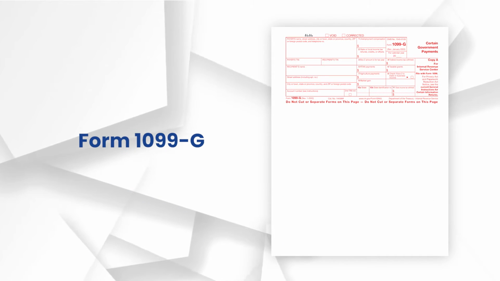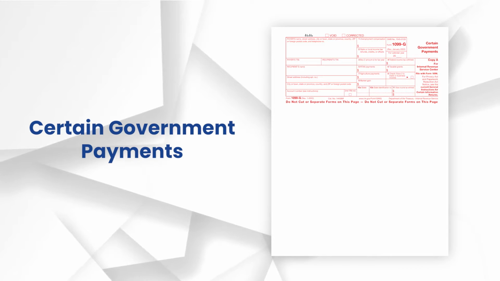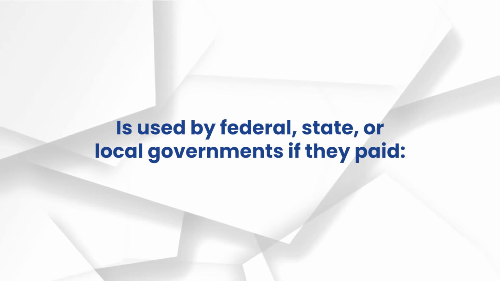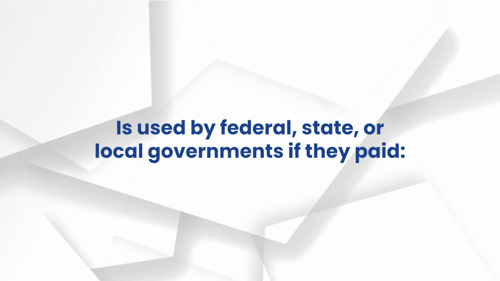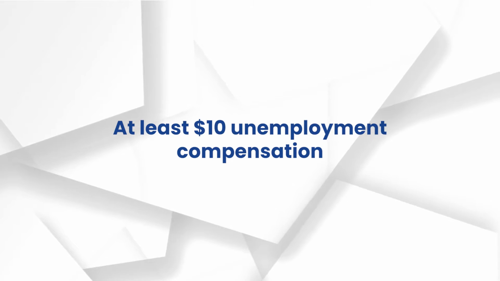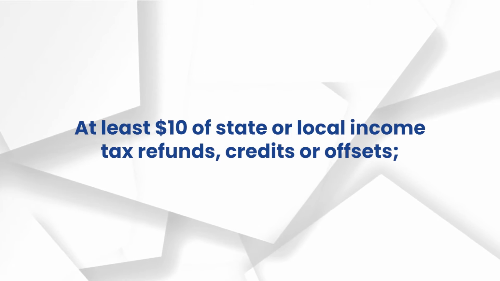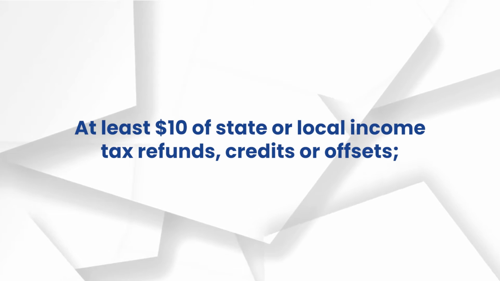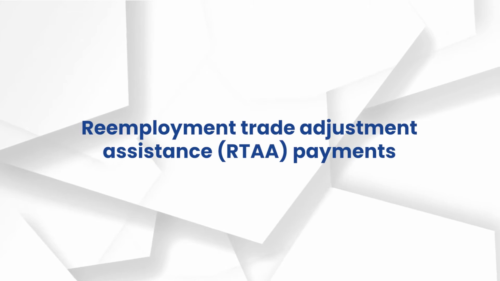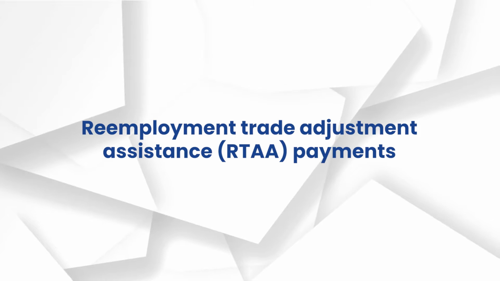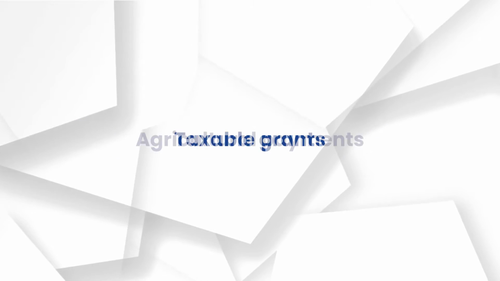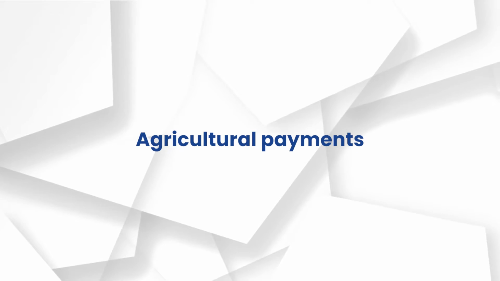Form 1099-G, also known as Certain Government Payments, by the Internal Revenue Service, IRS, is used by federal, state, or local governments if they paid at least $10 of unemployment compensation, at least $10 of state or local income tax refunds, credits, or offsets, Reemployment Trade Adjustment Assistance, RTAA, payments, taxable grants, or agricultural payments.